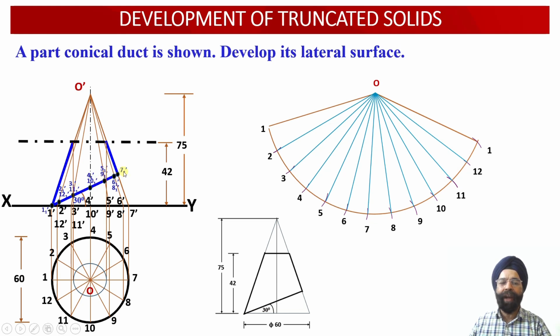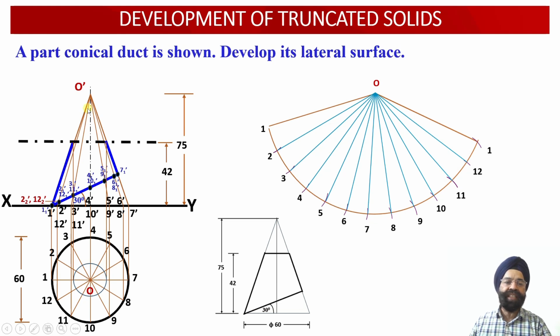Out of these 12 points, the points 11 dash and 71 dash lie onto the true lengths of the slant generator, whereas the remaining 10 points, which are appearing as 5 paired points over here, are appearing onto the apparent lengths of the slant generator. So corresponding to these 10 points, now we are going to obtain the true length of the radii over here.